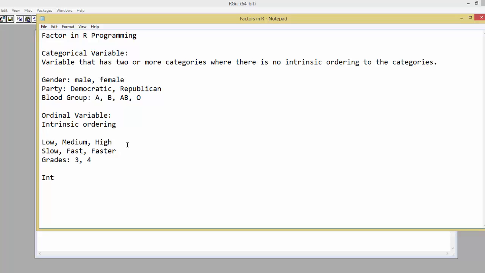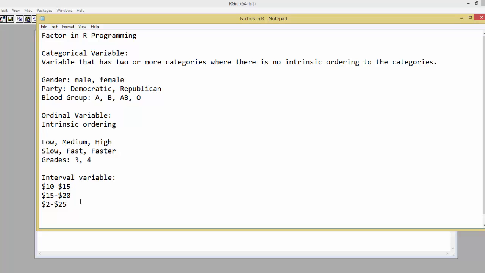And then you have something called an interval variable. Interval variables are defined by specific ranges. So $10 to $15, $15 to $20, $20 to $25. So these are all interval variables where the interval of $5 is carried on. So I hope you are clear on what is a categorical variable, which is actually used as part of the definition for our factors in R programming.